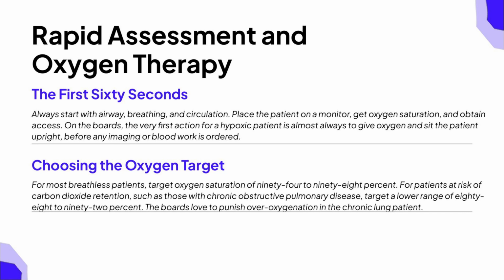Here is the high-yield trap. The boards love to punish over-oxygenation in the chronic lung patient. So the rule is simple. Never withhold oxygen from someone who is hypoxic, but choose your target based on whether the patient retains carbon dioxide.